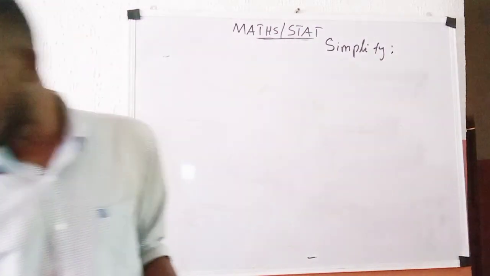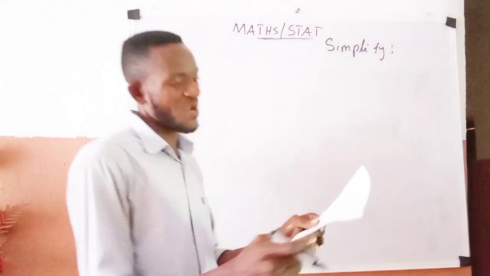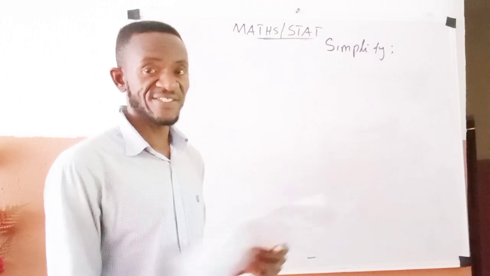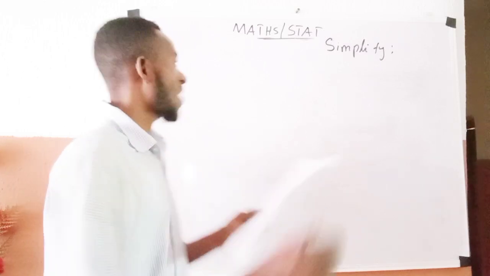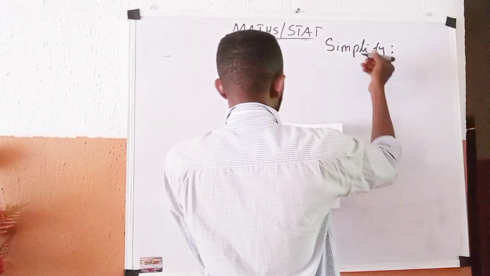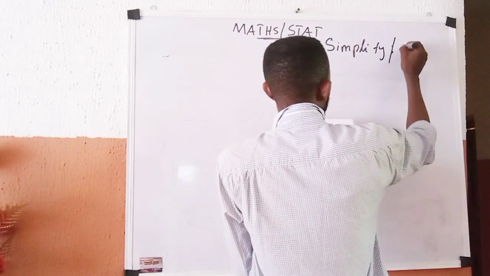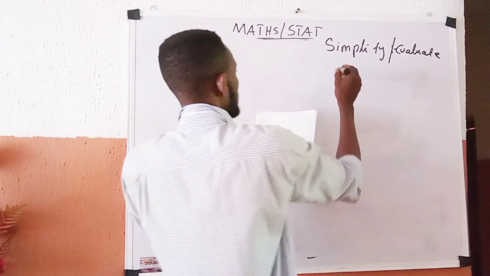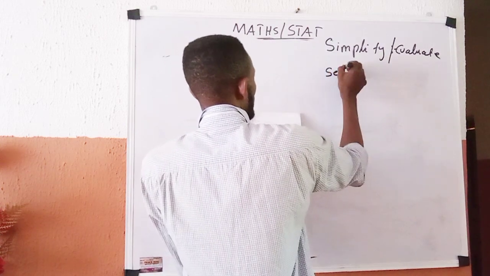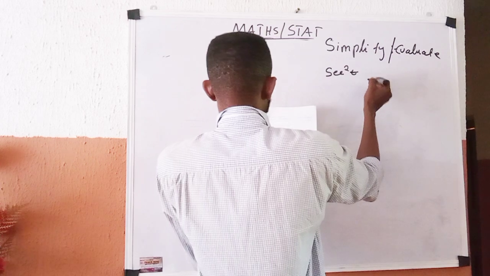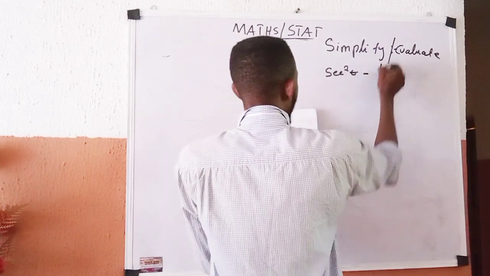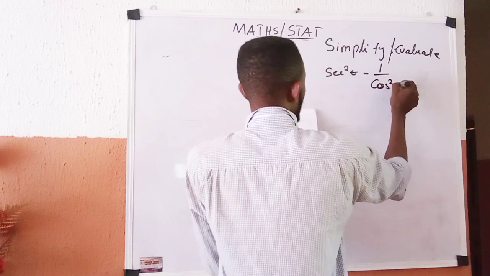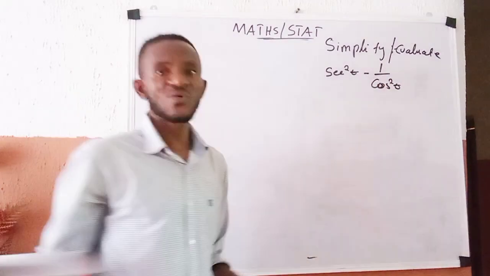Question number 2, which is where we are going to call up so many trigonometric identities. They ask us to simplify or evaluate sec squared theta minus 1 all over cos squared theta. That's what they ask us to evaluate.